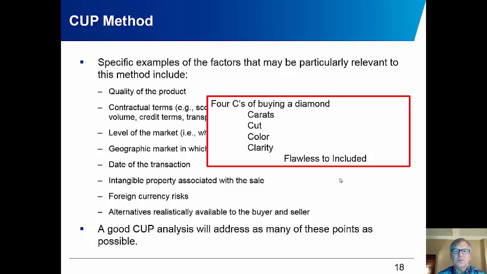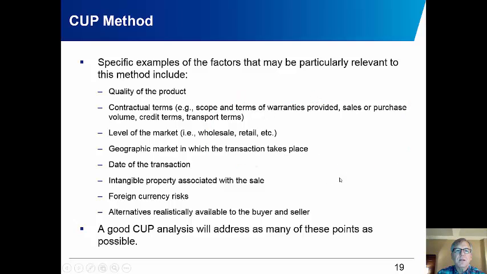If your uncontrolled transaction is a flawless diamond, but your controlled party transaction is included, slightly included, or somehow different than flawless, that could create a difference in the two prices that you either need to make an adjustment for, if you have a way to do that, or it may say that this transaction is not comparable to the unrelated party transaction. Let's talk about some of the other items on this list.